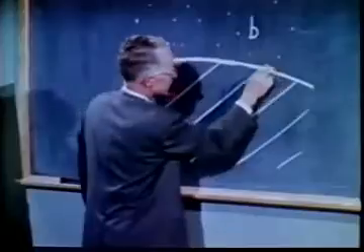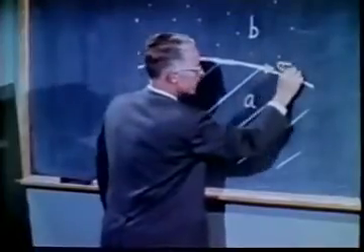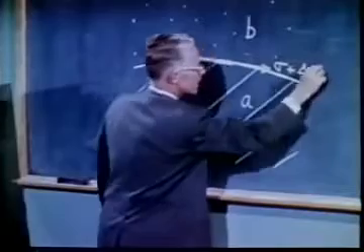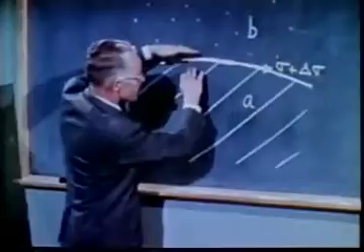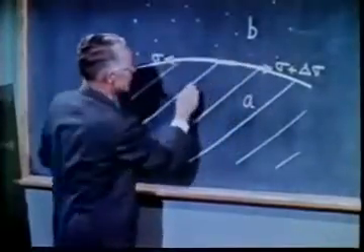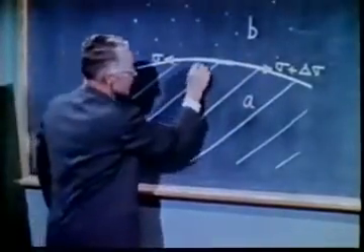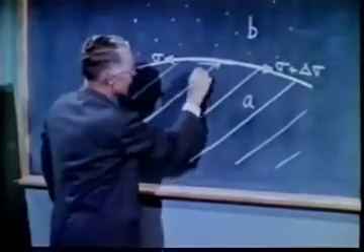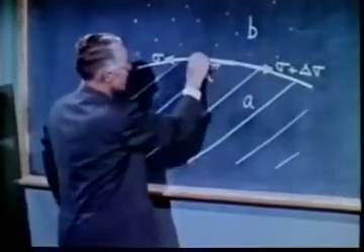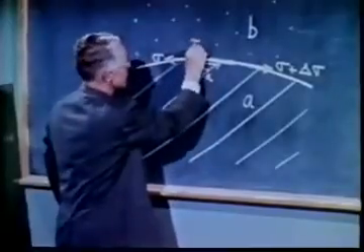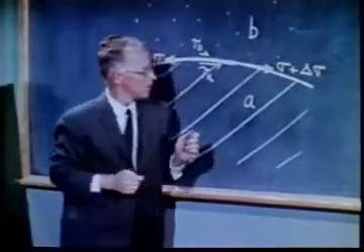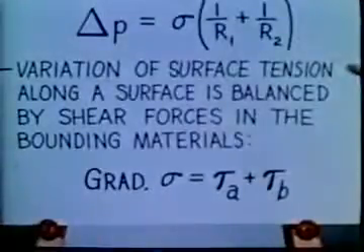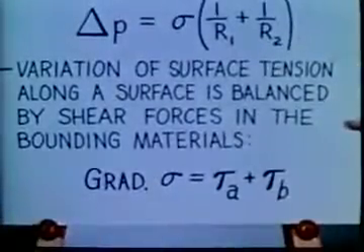If it is, then the surface will move, and it will move in that direction, carrying the boundary fluids with it. It will move at such a velocity that the shear force it exerts on the liquid and the shear force it exerts on the gas will just equal the added surface tension. That is, the variation of surface tension along a surface is balanced by shear forces in the bounding material. The gradient of the surface tension will be equaled by these shear forces.